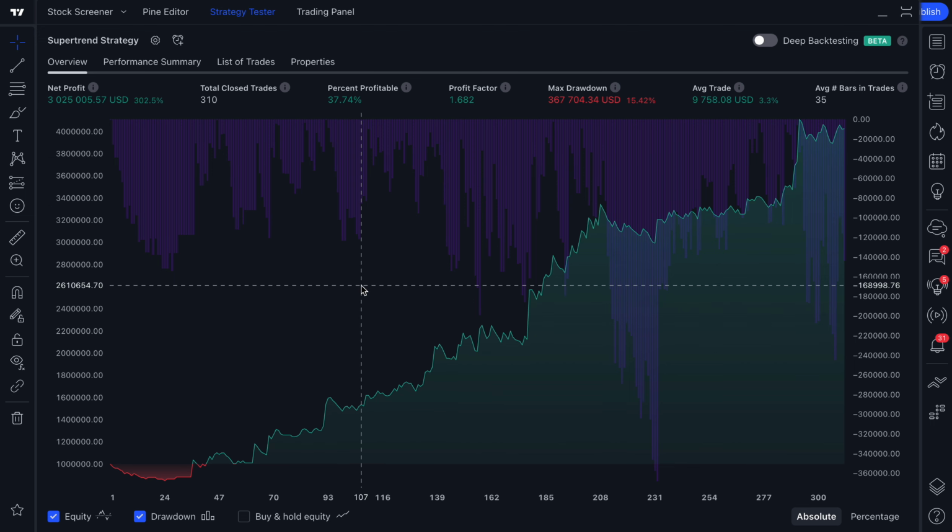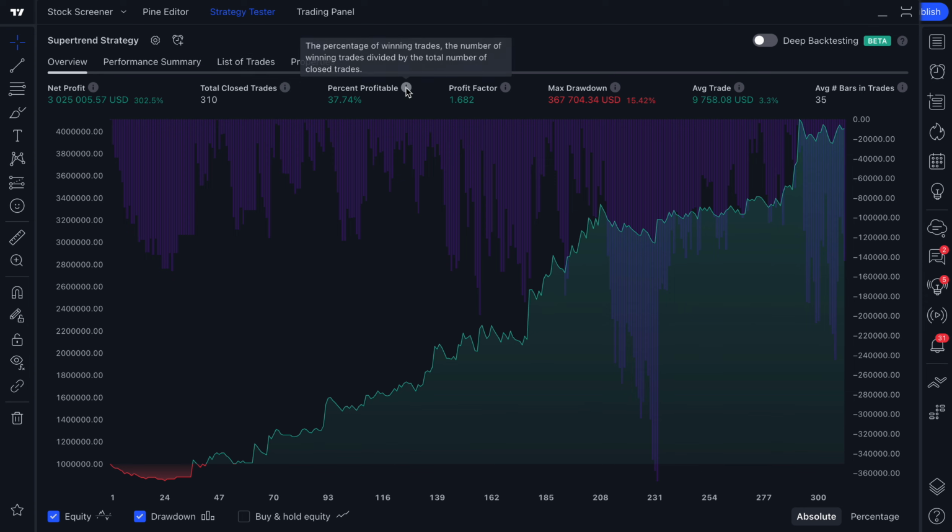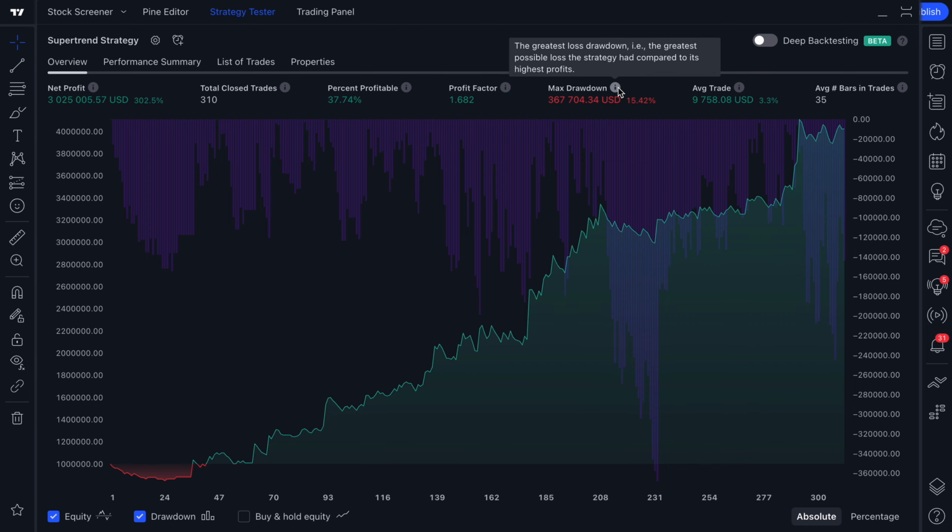We have this beautiful visualization to work with. And now let's walk through the strategy tester in detail. We have it open and we can see all of the key components here. We can see our net profit. We can see our total closed trades. We can see our percent profitable. We can see our profit factor, our max drawdown, our average trade, and the average number of bars in trades. Once again, if you don't know what any of these mean, there are tooltips for you to hover your mouse over to quickly learn exactly what these things mean.